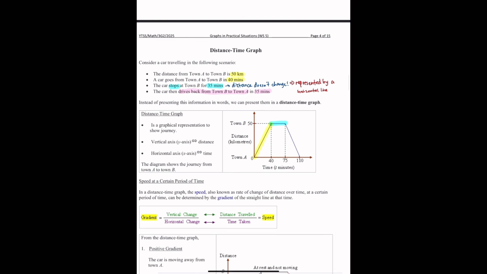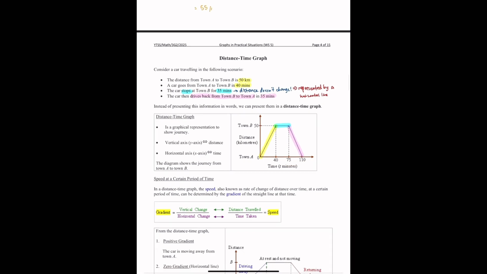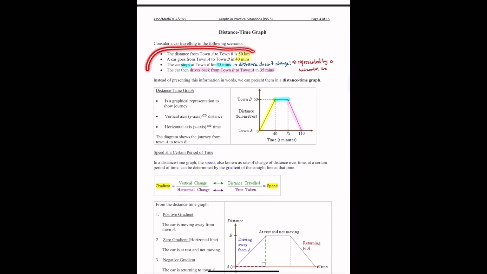Last but not least, the last bullet point, the car then drives back from town B to town A in 35 minutes. So it's this downward sloping line here. 35 minutes is traveling back from town B, which is 50 kilometers away from town A. You'll drive back to the starting point at town A. So this is how the 4 bullet points are represented by a graph.